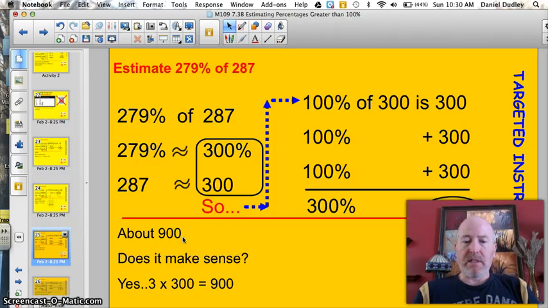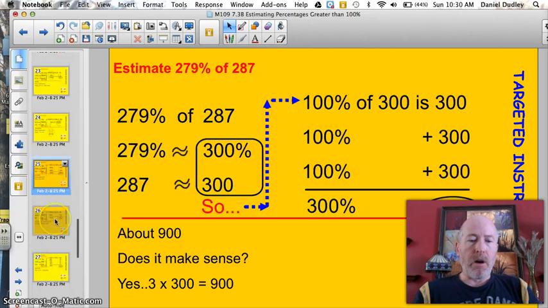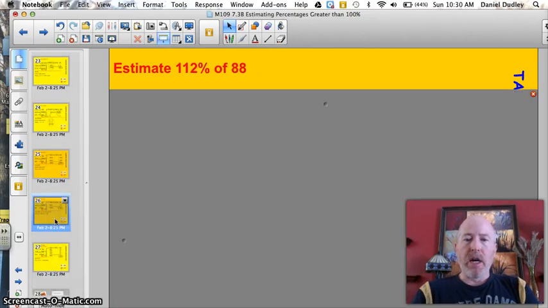Does this make sense? 900, about 900? Well, absolutely. It's 3 times 300. Think of that 300% as 3 times the number. That's what it is. 400% would be 4 times the number. 700% would be like 7 times the number. It just helps when you're rounding off that number and rounding off the percentage to get you close to that guess.